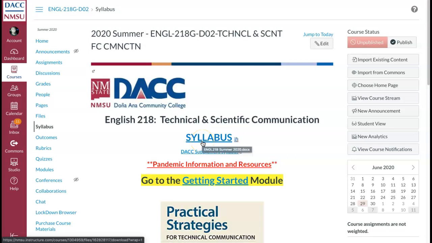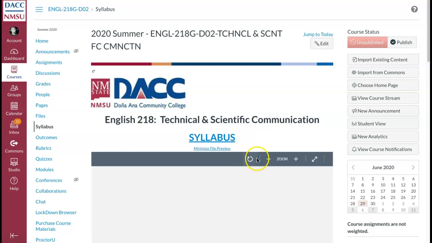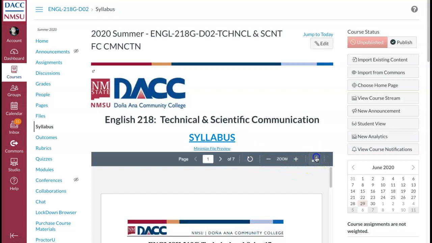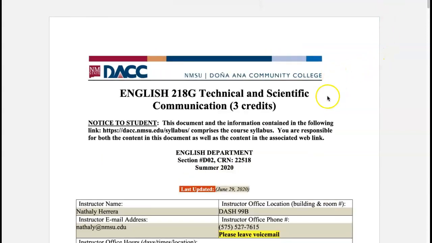If you want to download the syllabus, you can go ahead and click on the word syllabus and you can see right here what file is going to be downloaded. If you don't want to download it but you just want to take a look at it, you can go ahead and click on the magnifying glass and it'll show it to you, and of course you can go ahead and maximize it. Now obviously, I'm not going to go over the entire syllabus because you can do that on your own, but I do want to point out some things.